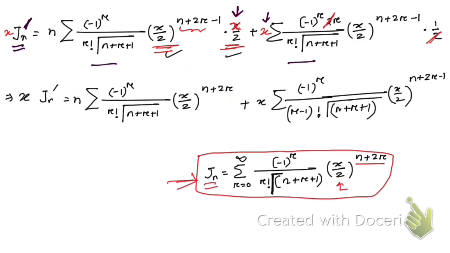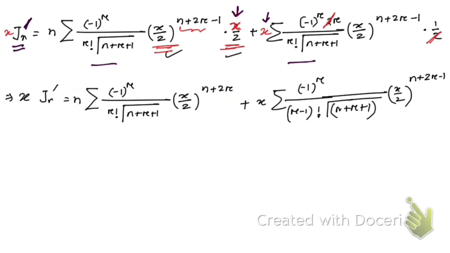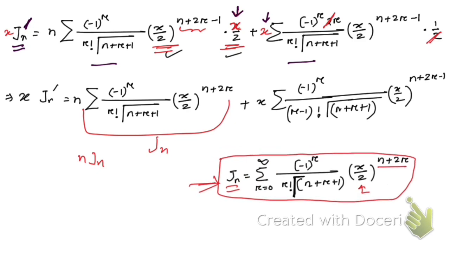Okay, so instead of this we're gonna write Jn, this part, this is the Jn Bessel's function, right? So hope you have understood this. So here we're gonna have n into Jn, right? Because here you see this is the Bessel's function. Here we don't have any n, so this is n into this Bessel's function Jn, right?